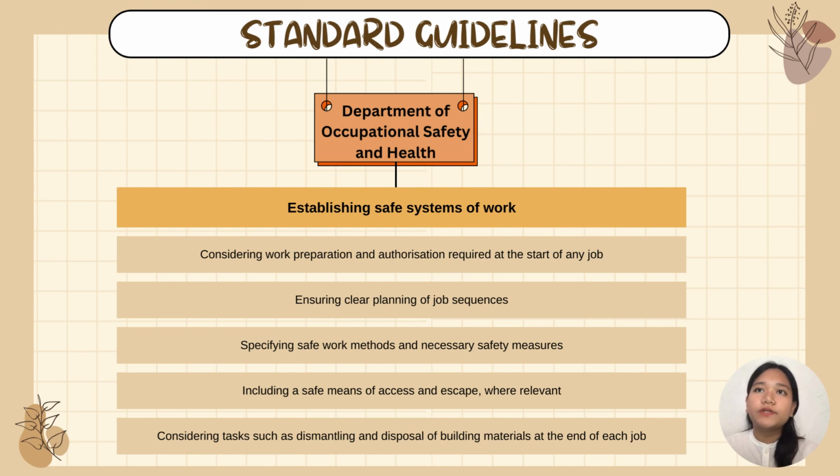One of the most used standard guidelines is in accordance with the Department of Occupational Safety and Health. Under the section of construction safety for excavation work, it is implied that a safe system of work is needed when hazards cannot be physically eliminated and certain elements of risk remain. This includes considering work preparation and authorization required at the start of any job, ensuring clear planning of job sequences, specifying safe work methods and necessary safety measures, including a safe means of escape and access where relevant, and considering tasks such as dismantling and disposal of building materials at the end of each job.